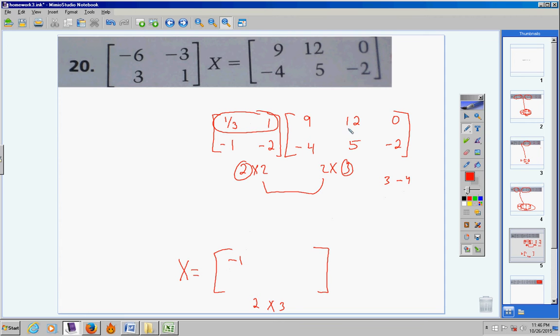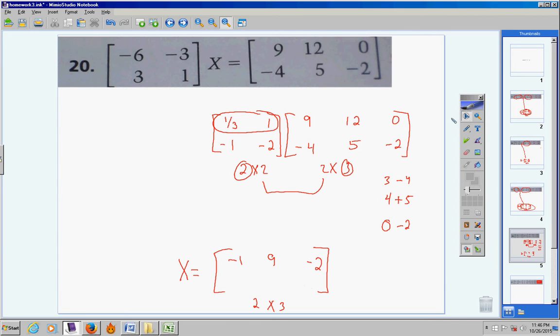Now take this row times this column. 1/3 times 12 is 4. 1 times 5 is 5. Combine and we will get a 9. Now take this row times this column. 1/3 times 0 is 0. 1 times -2 is -2. Combine and we get a -2.